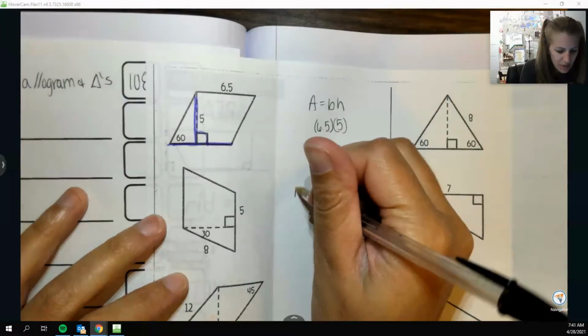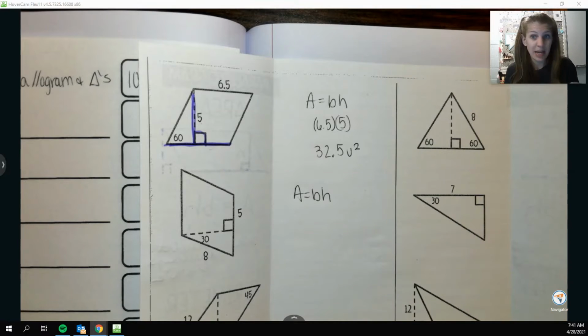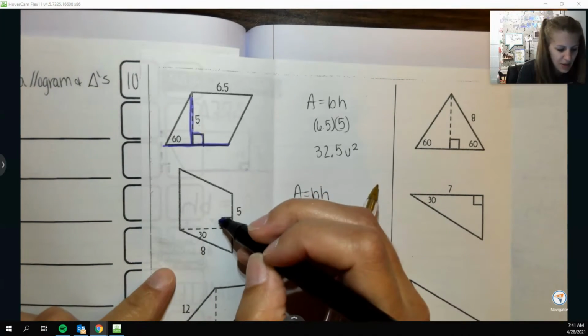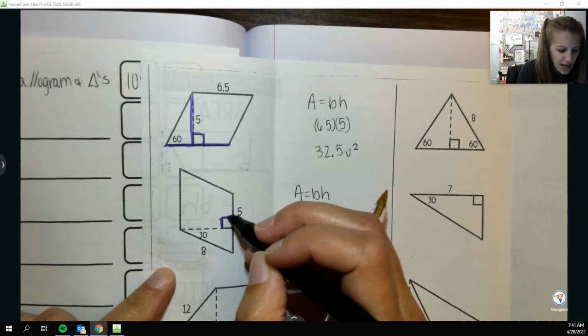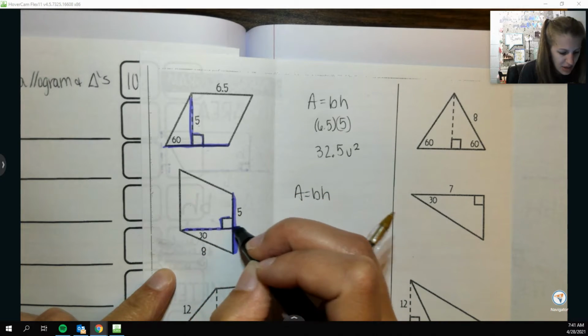So looking at this next one here, if I'm going to find the area of a parallelogram, I'm going to do base times height. So I'm looking for that 90. And then this side here is touching it, and this side here is touching it.